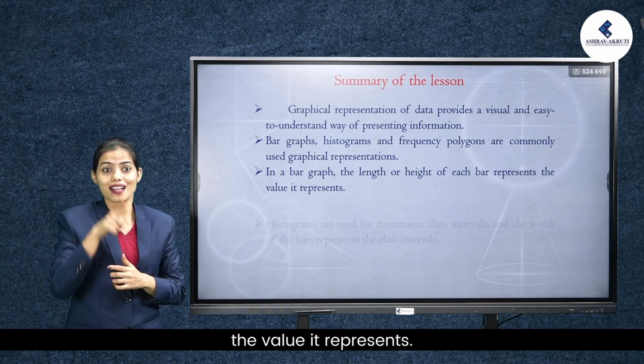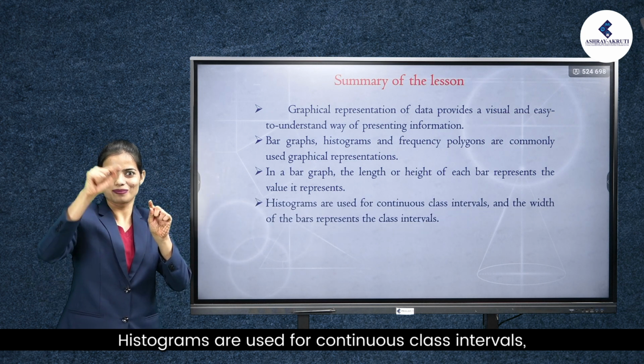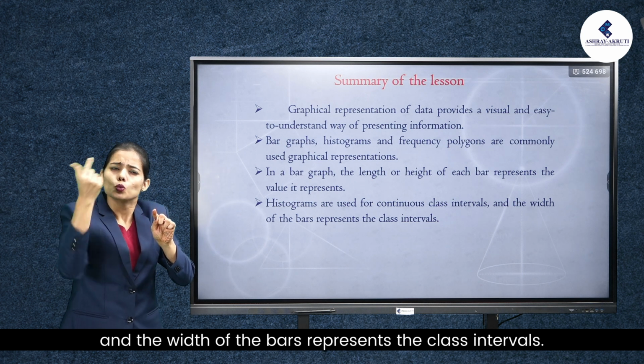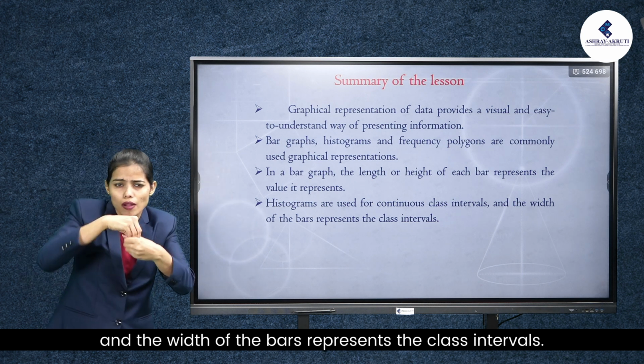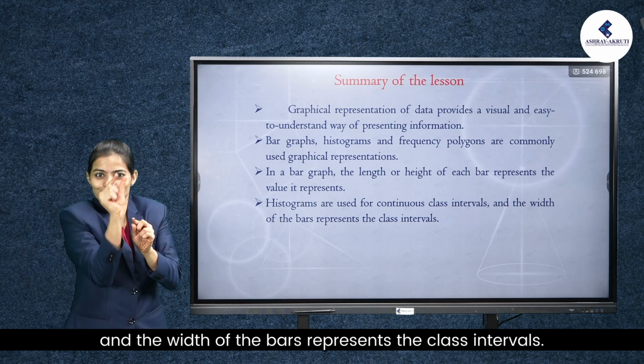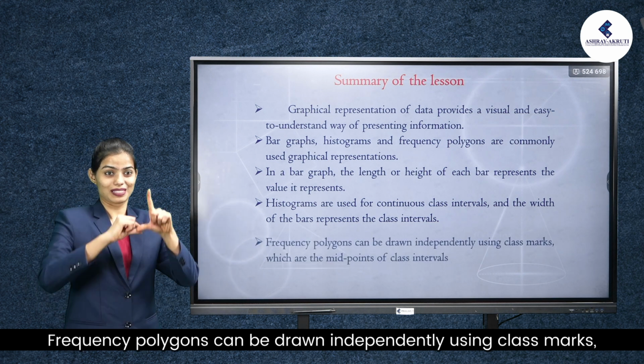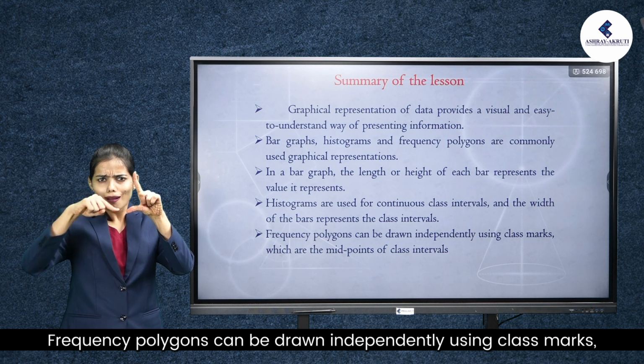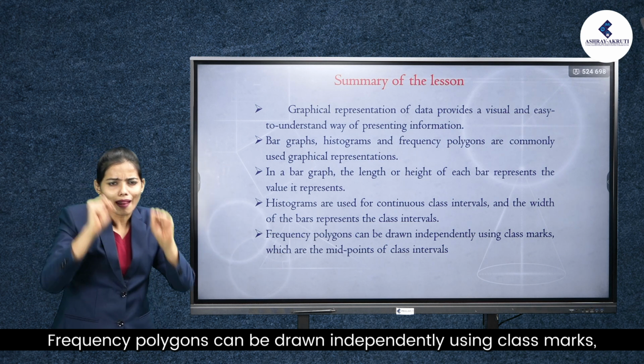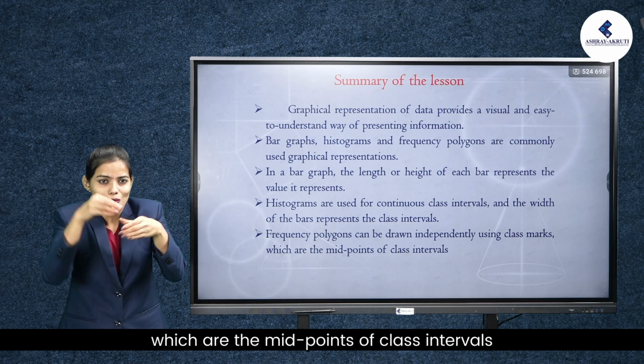Histograms are used for continuous class intervals and the width of the bar represents the class intervals. Frequency polygons can be drawn independently using class marks, which are the midpoints of class intervals.